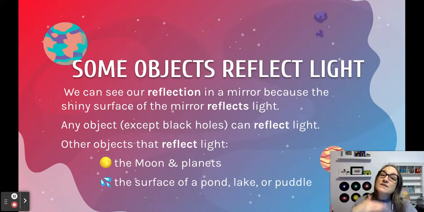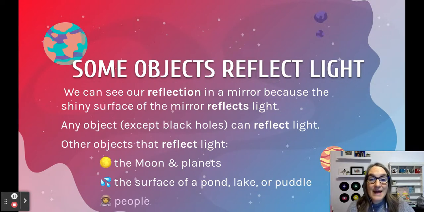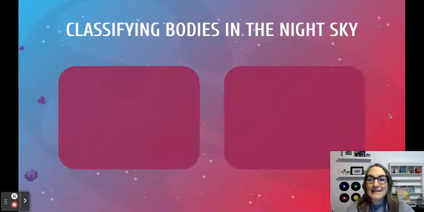Water. Now think of smooth water, like the surface of a pond, a smooth, still pond, or a puddle. Water can reflect light. And people reflect light. Really, anything except a black hole, as I said, can reflect light to one degree or another. Let's talk about classifying bodies in the night sky. Now, we call these celestial bodies, or in the olden days, they sometimes called them heavenly bodies as well.